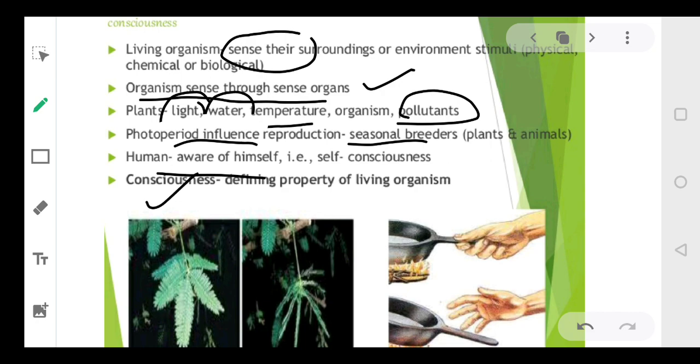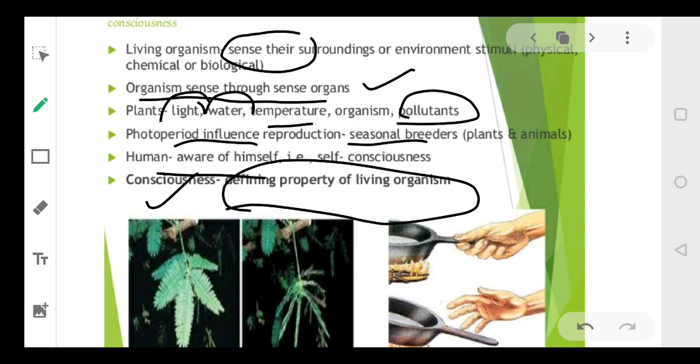So consciousness basically means the overall ability of organisms to detect. So consciousness can be used as a defining property for living organisms.